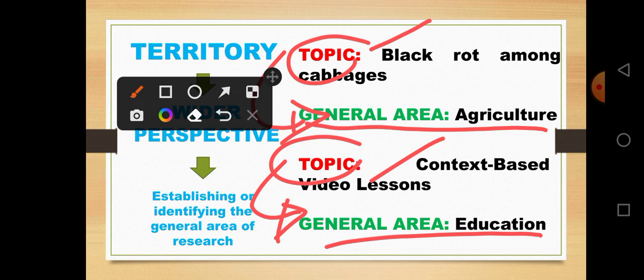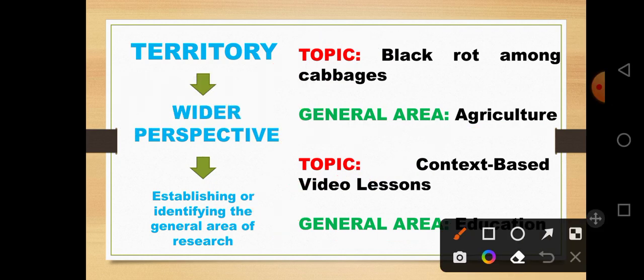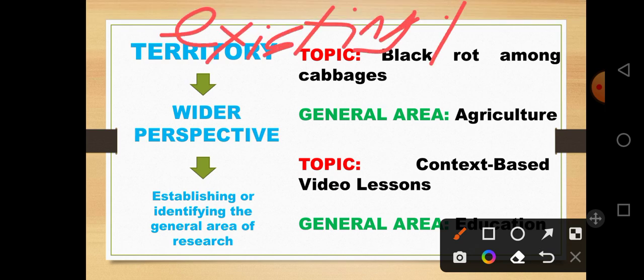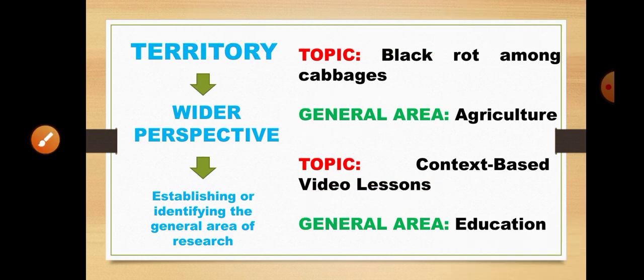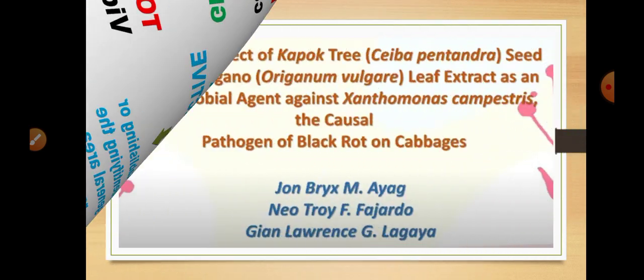Also, in writing move one, we have to indicate the existing problems present in our general area, so that we can highlight the importance of our study. Writing move one of the research introduction follows three major steps. Let's take a look at this example.